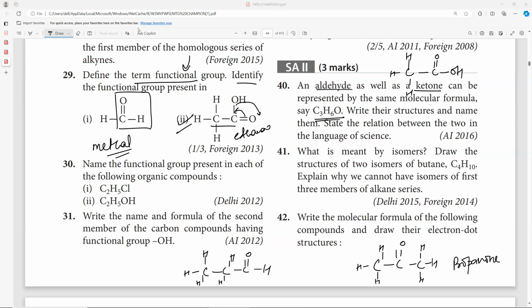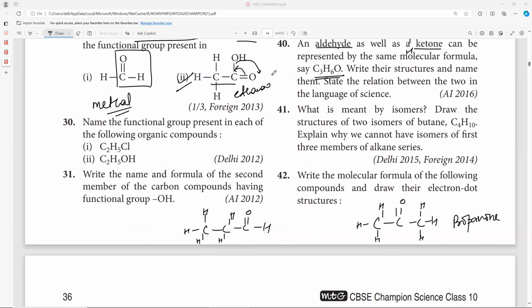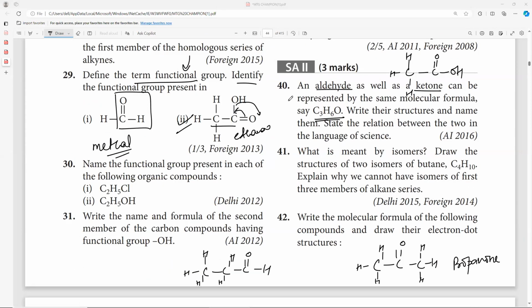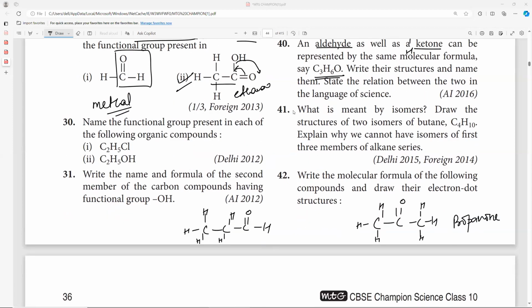Some of these questions we have discussed in the previous class also. So let's move to question 40. Okay, got it? The next question I have given you is after 40, we have 41. This is a most important question that comes in the examination.